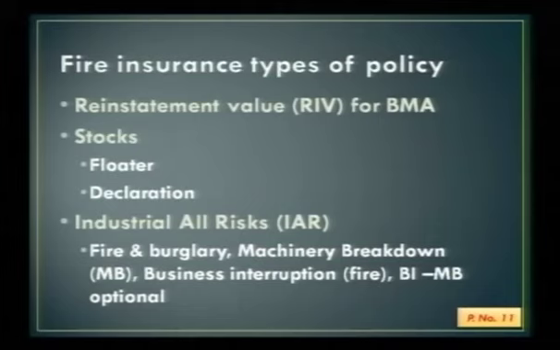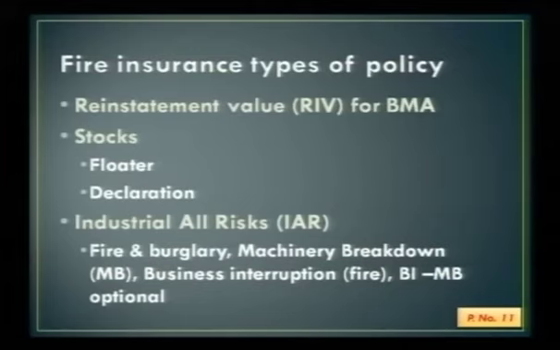The next is, this is for fixed items. Reinstatement value can be taken for our fixed assets, the BMA. That is, we will not apply depreciation on the value. This is known as an RIV policy.